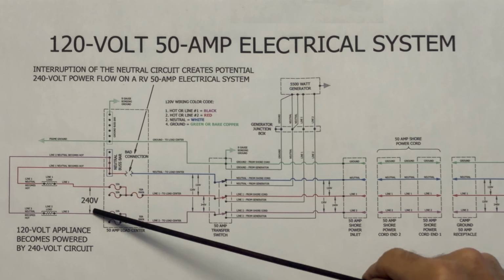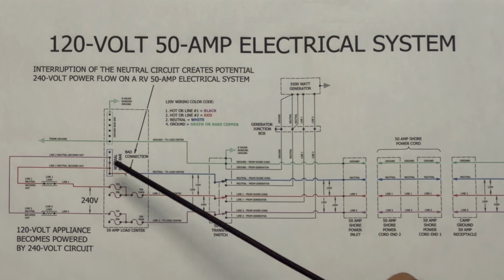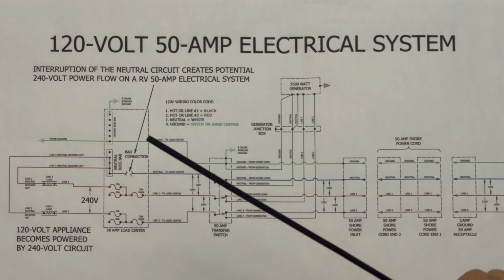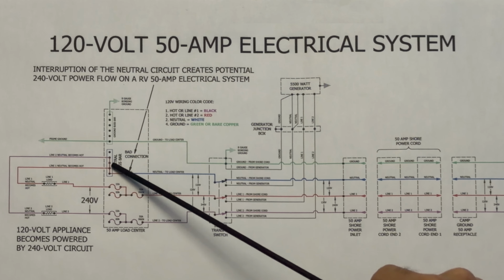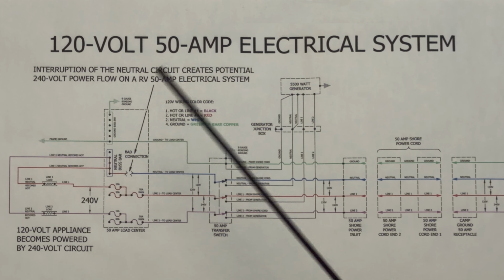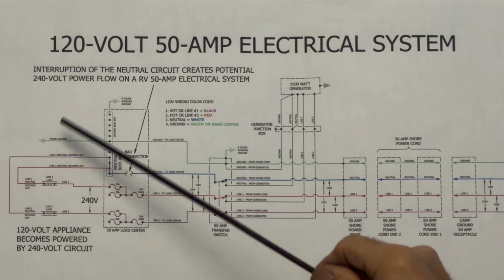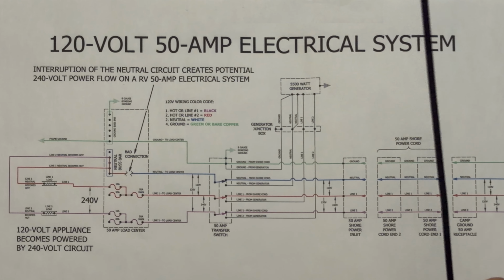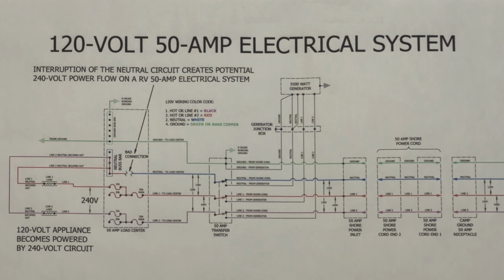So if you look at what happens when we interrupt the neutral, we no longer can go from neutral to line 2 or neutral to line 1 because there's no connection here anymore. So what happens is we're going through the appliance, going back into the neutral bus bar, and we're creating up to 240 volts. The voltage that'll be created depends on what appliances, or the total number of appliances, are on each of those circuits. But you'll notice again, up to 240 volts, and guess what? Your appliances in your RV are not rated for 240 volts, so you've just damaged those appliances.